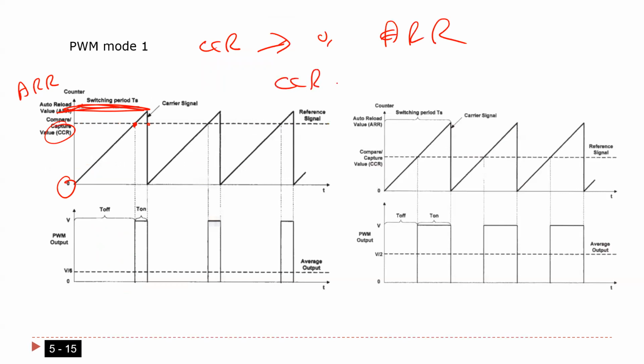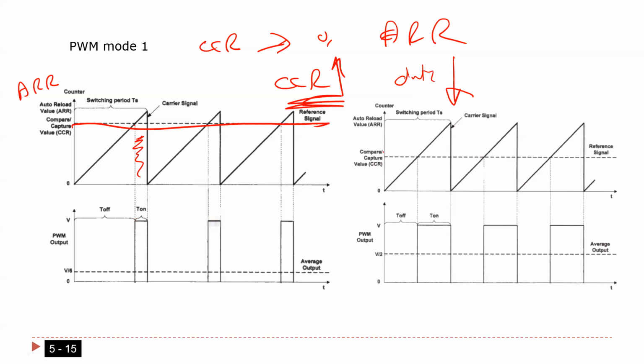And as you increase CCR, the duty cycle is going to be less, as you see here. So for example, in this example, if I put CCR here, then this part is going to be the high part. But if I put it here, now you can see the signal is bigger. Here the average voltage is V divided by 6. Here the average voltage is V divided by 2. You got them. This is the beauty of it.